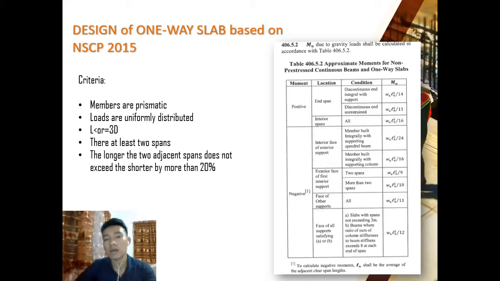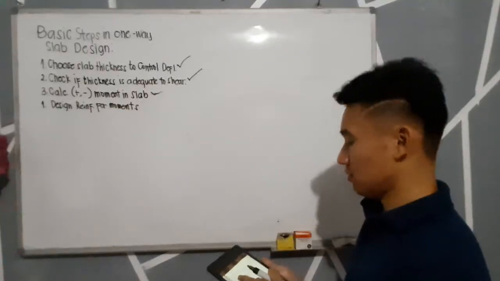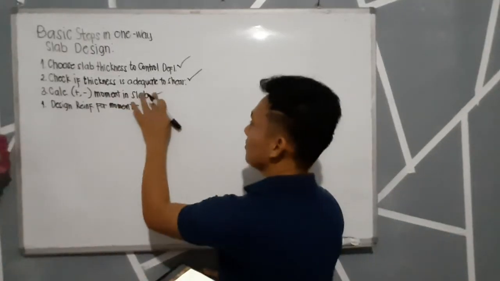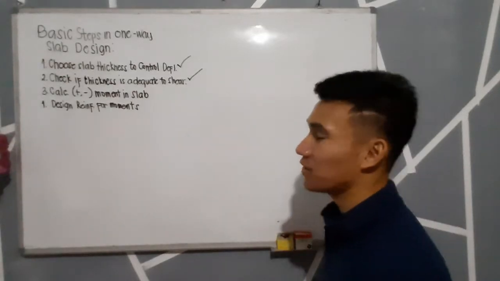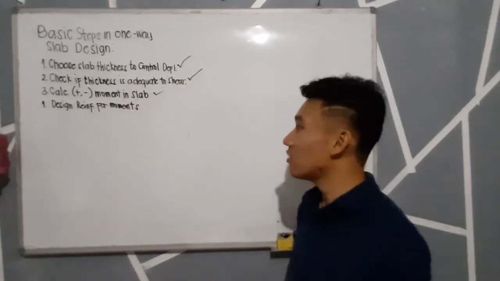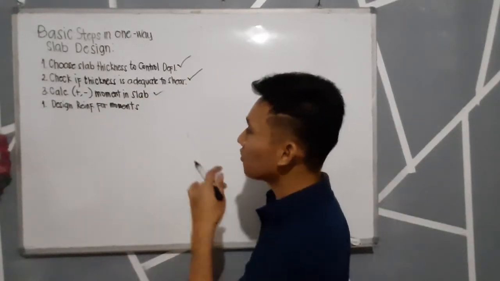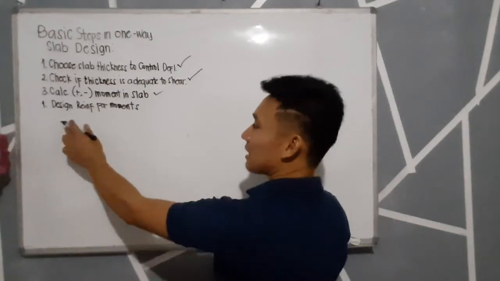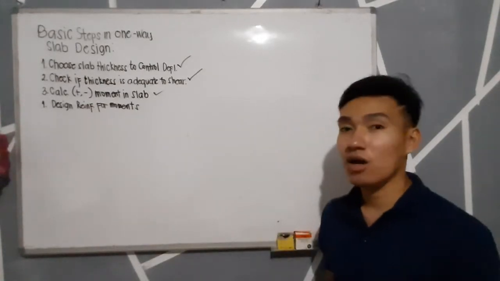That is how we calculate the positive and negative moment of the slab using this formula. It will be further discussed in the example later by another reporter. So now we already know how to calculate the positive and negative moment in the slab. That's checked. The calculated values from step number 3 we will use in designing the reinforcement for moment.